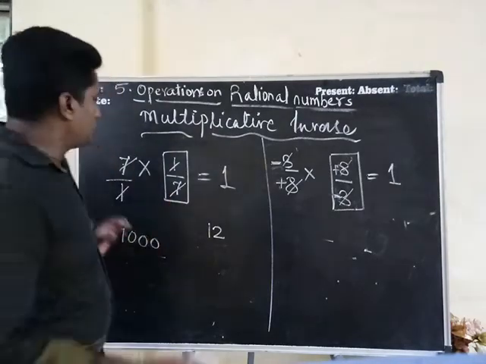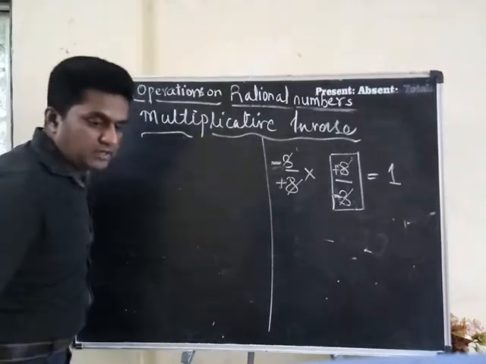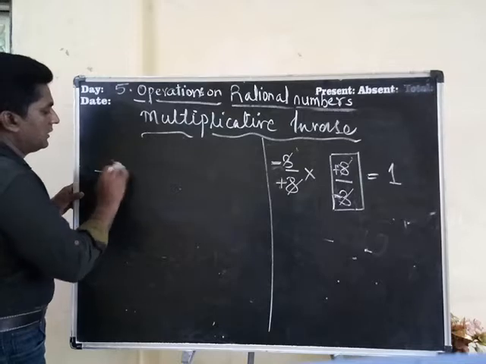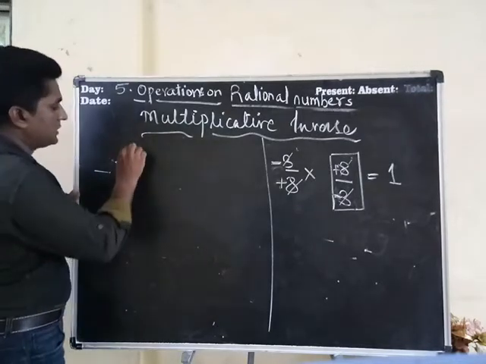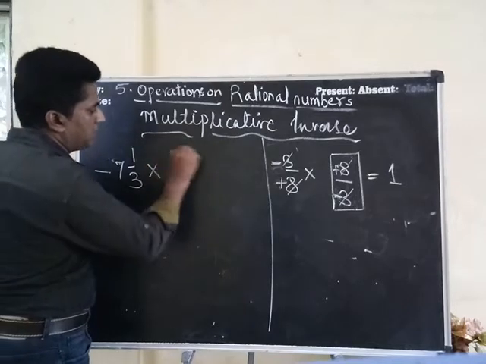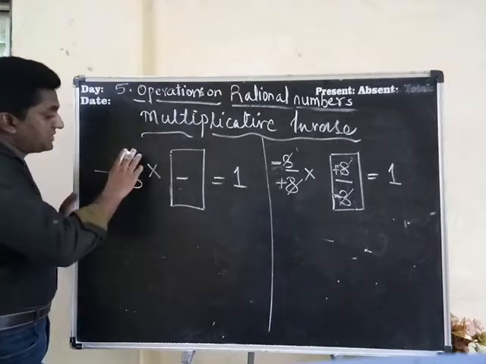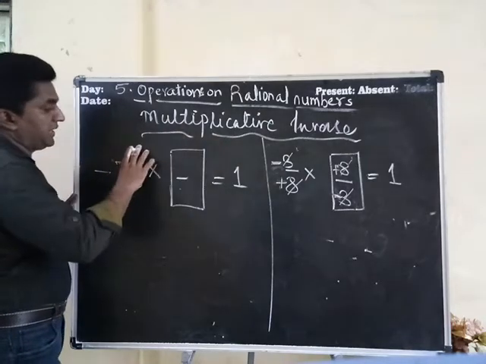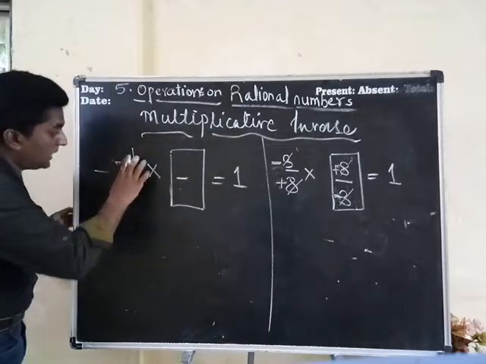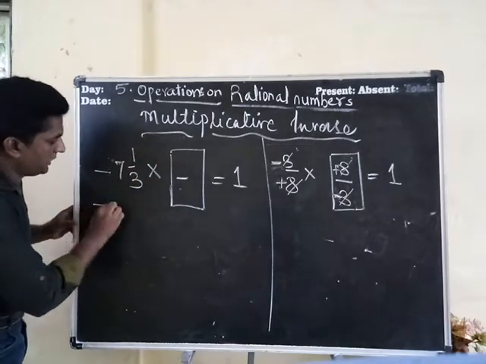And my last question for the day is here. Minus 7 and 1 upon 3 multiplied by something is equal to 1. What is the multiplicative inverse of minus 7 and 1 upon 3 here? Now you will get confused. Don't get confused. Convert this mixed number into a fraction. How? Minus will be minus only.